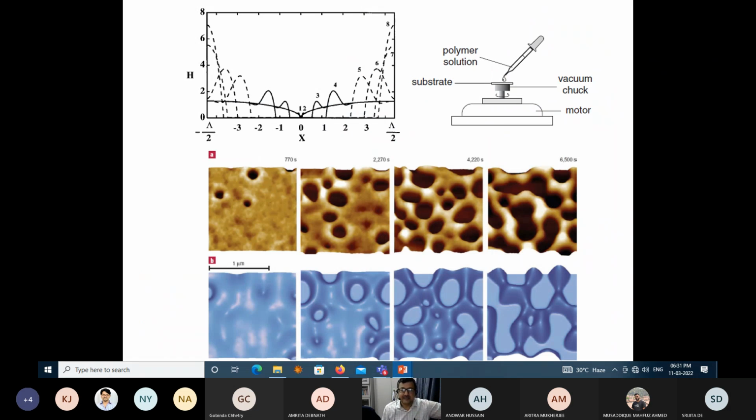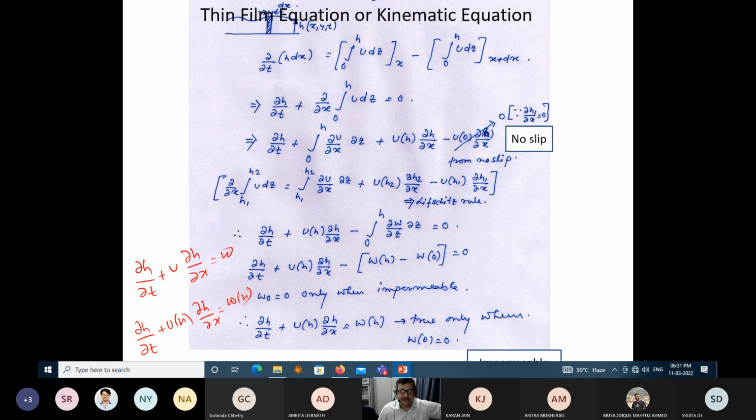What people are saying is that, suppose I want to capture the dynamics of the height of the film, first I do a kind of mass balance in order to see how this height is changing, where u is the x-directional velocity and w is the z-directional velocity. Okay, any question up to this point?